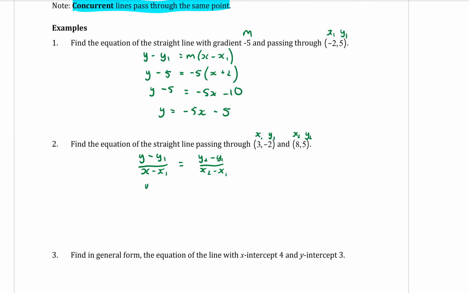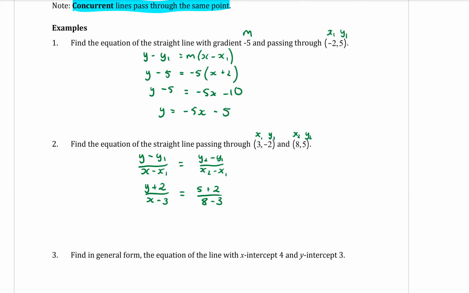So y take away y1, 2 minuses make a plus 2. x take away 3 equals y2 is 5, minus minus makes plus again 2, and 8 take away 3. Okay, little tips to look out for. These numbers here and those numbers there are always going to be the same because it's y1, x1, y1, x1. See that? Got to keep the order the same in each one that you put in.